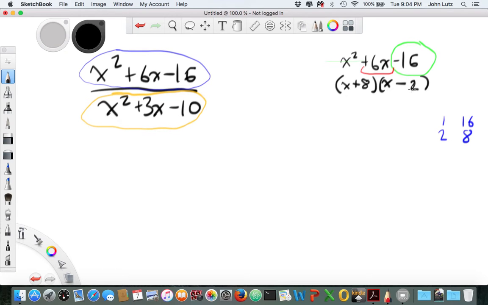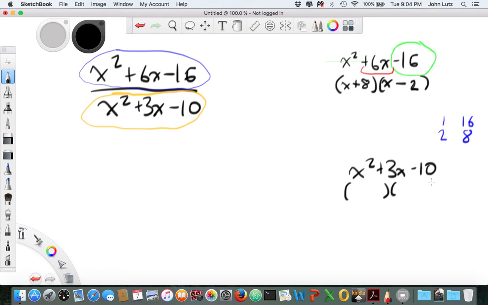How do we know that? Because negative 2 times 8 is negative 16. Negative 2 plus 8 is positive 6. Wonderful. Let's go ahead and also factor our x squared plus 3x minus 10.